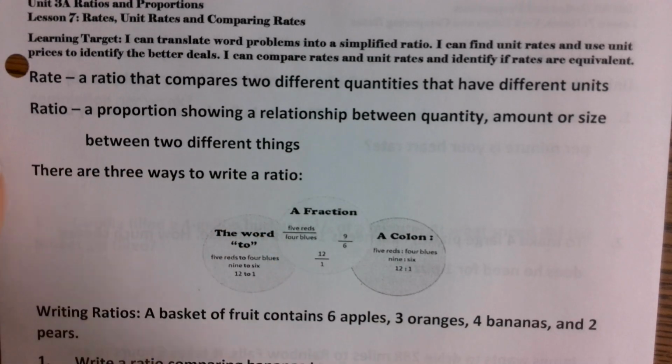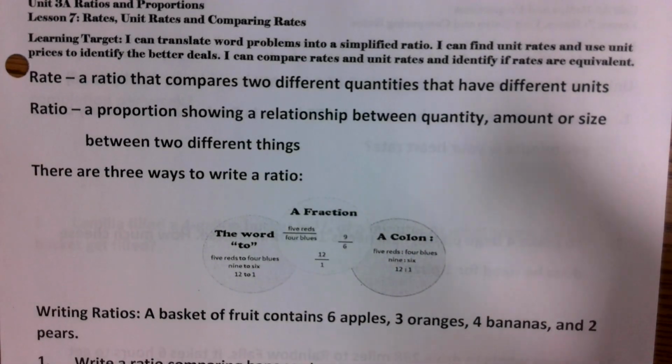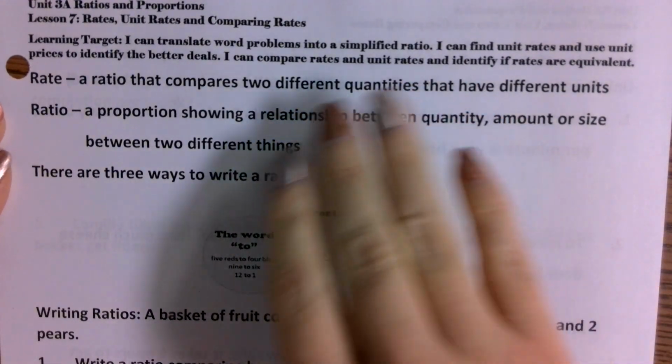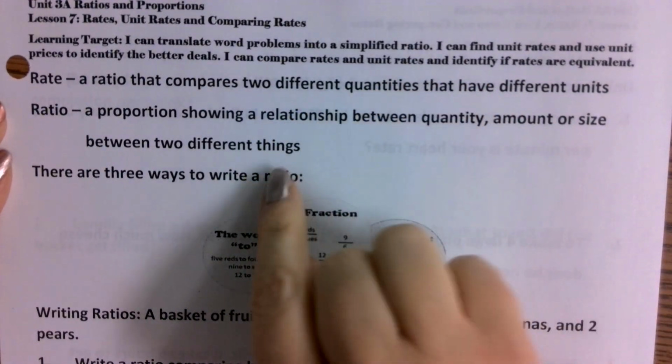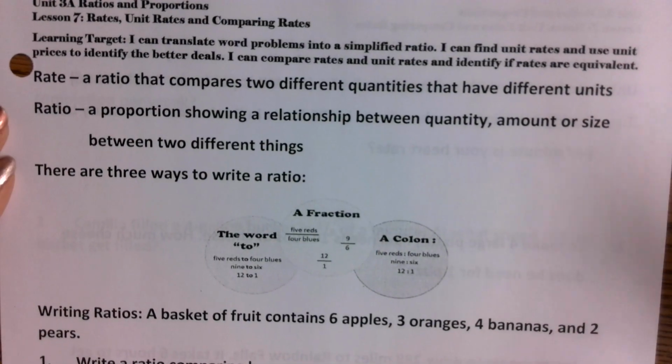A ratio, we've already talked about what a ratio is. A ratio is basically a fraction. It's a proportion showing a relationship between the quantity, amount, or size of 2 different things. So if we have 120 miles over 2 hours, that would be a ratio. The rate, or a unit rate, would be simplifying it.